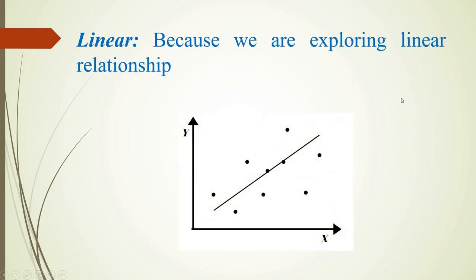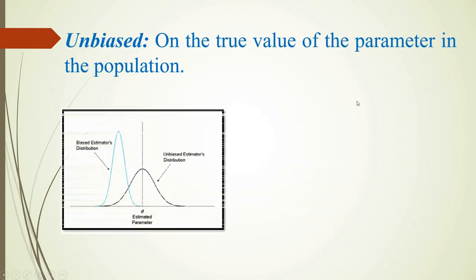Second, linear, in best linear unbiased estimator. Linear means that because we are exploring a linear relationship, we will get a straight line among our data. This is why it's called linear. Unbiased means it is on the true value of the parameter in the population. For example, you see here in a general sense where the true parameter is, so this is its distribution. And if we are using the wrong method, the estimate is biased, and the distribution of our estimator will be, for example, here. It won't be on the true value of the parameter in the population.